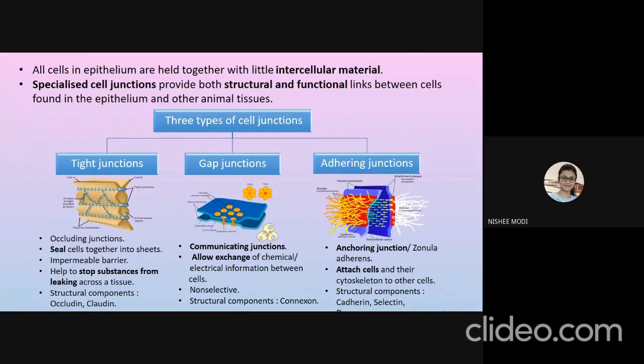Then adhering junction. Adhering junction, also called anchoring junction, zonula adherens, attaches cells and their cytoskeleton to other cells. And the structural components of adhering junction are cadherin protein, selectin, and desmosome.